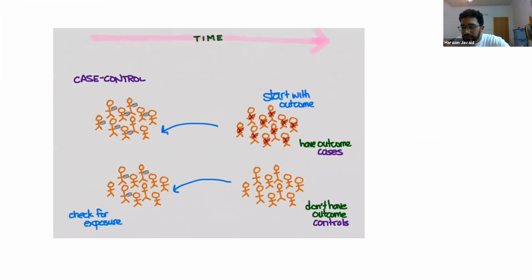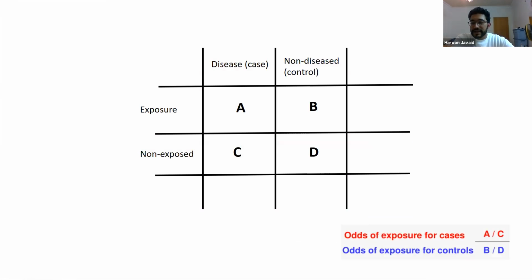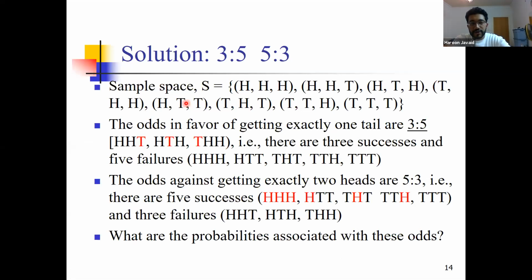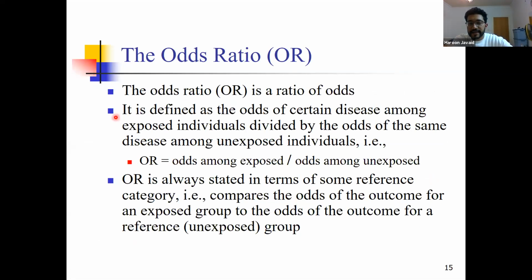Okay. So for this, we use odds ratio. Wait, let's go back because I don't want to confuse you guys. If you look over here, it is defined as the odds of a certain disease among exposed individuals divided by the odds of the same disease among the unexposed individuals, okay? OR is always stated in terms of some reference category, and compares the odds of outcome for an exposed group to the odds of outcome for an unexposed group, okay?